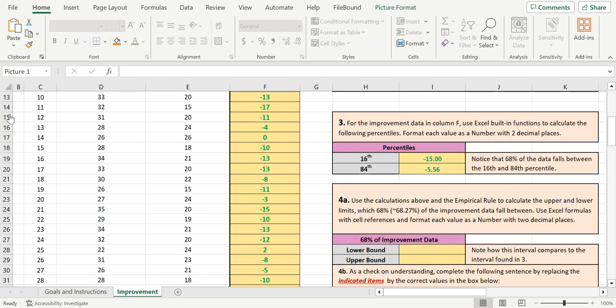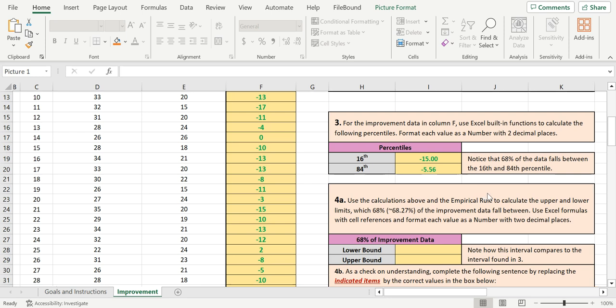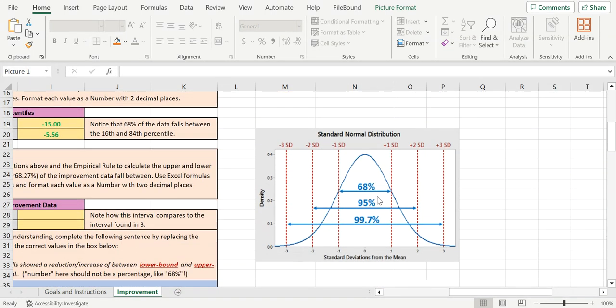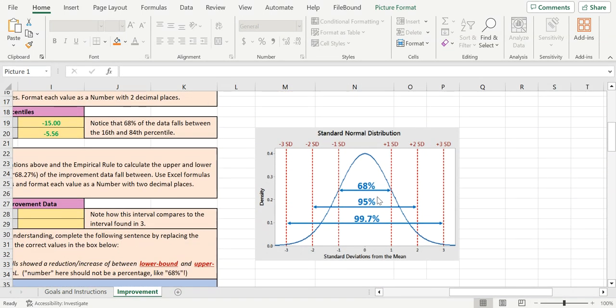All right, now that we've calculated the percentiles, let's move on to part 4A. We're going to start looking at the empirical rule. So the empirical rule divides our data into 3 different sections. We have 68% of the data, 95% of the data, and 99.7%. So this is a picture that shows the empirical rule. It shows how it chunks out your data.